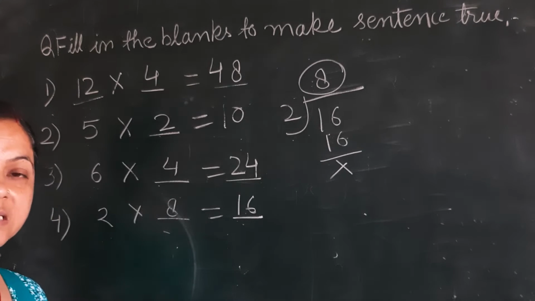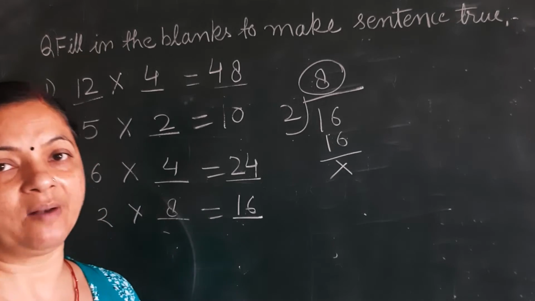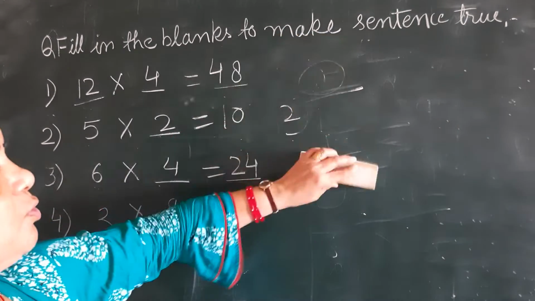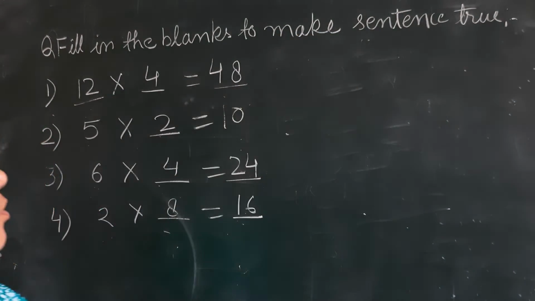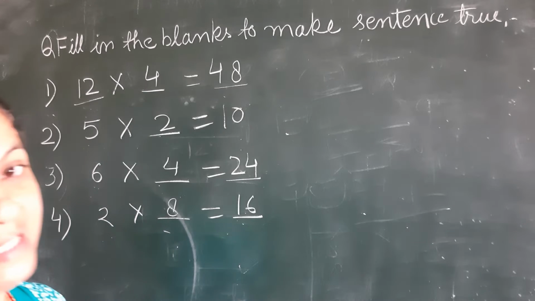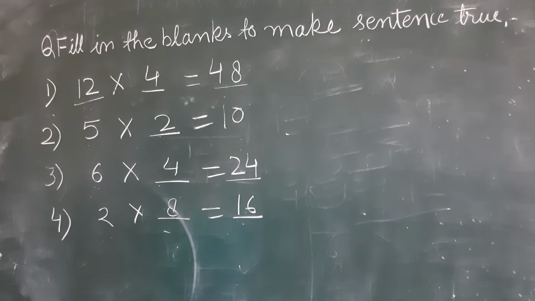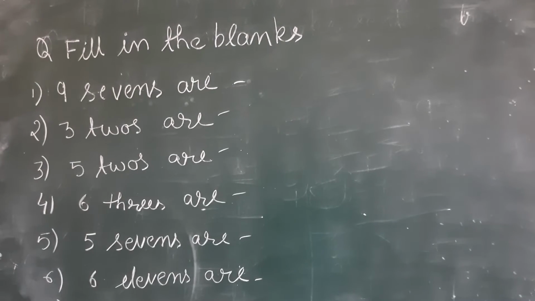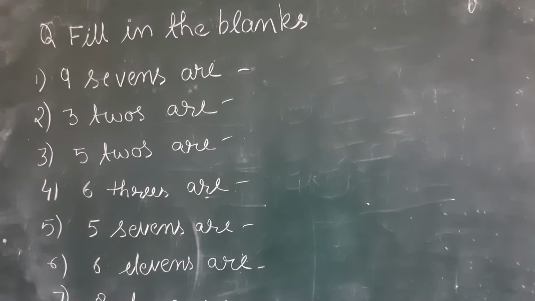Okay, you know the table up to 12, you have learned the table up to 12, you have to learn the tables up to 20. Okay, student. So for doing this division, we should know the tables. Okay, these are very simple and these are very easy. So now we will do the next question. Okay, student, now come to the next question.